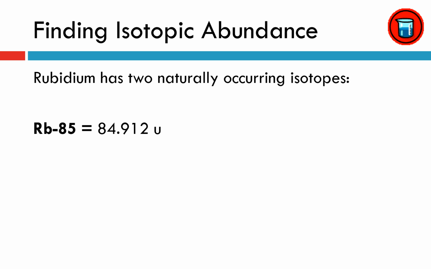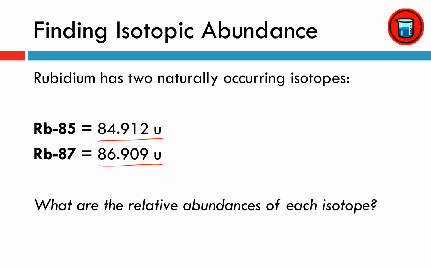First one is rubidium 85. The other one is rubidium 87. And these masses, as you might have guessed, are the very precise masses. What are the relative abundances of each isotope? In other words, what percentage of all rubidium atoms are Rb85 and what percentage of them are Rb87? This is more challenging, so pause the video, think about it, try it out, and see what you come up with.